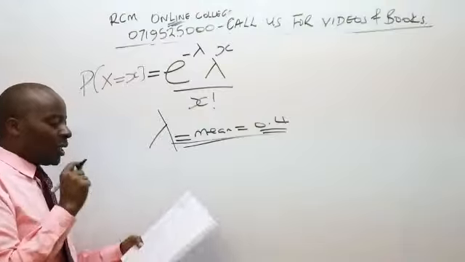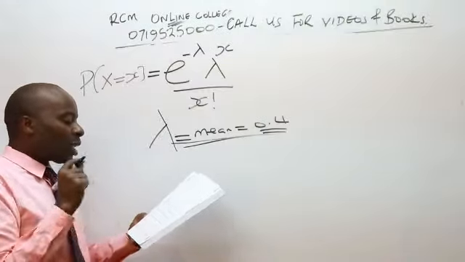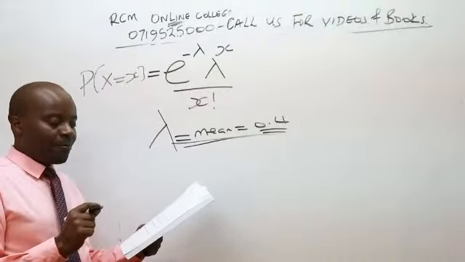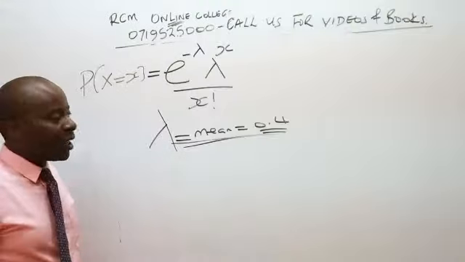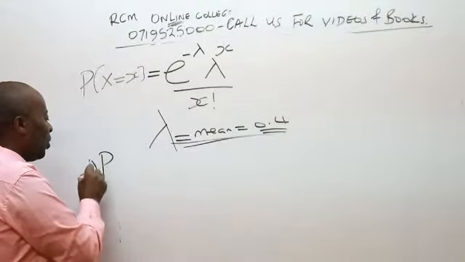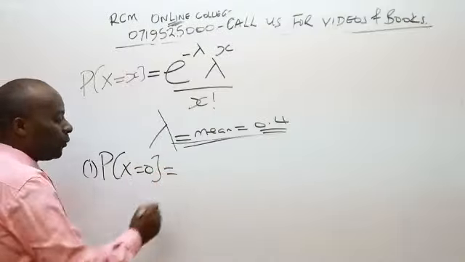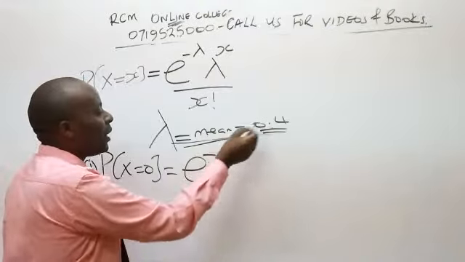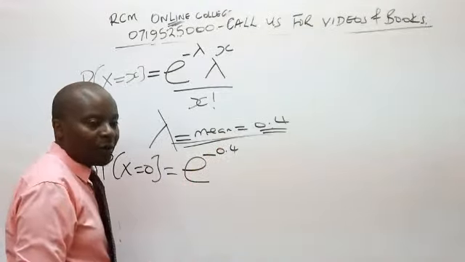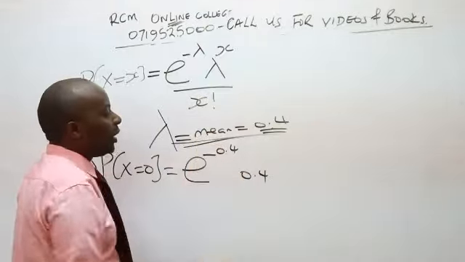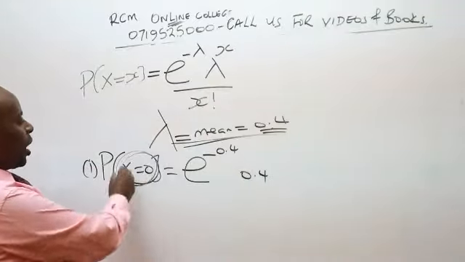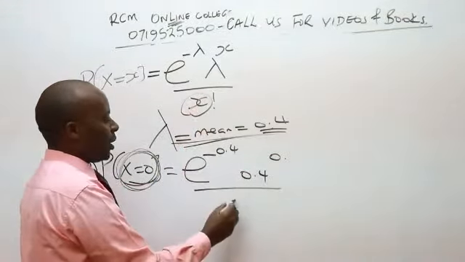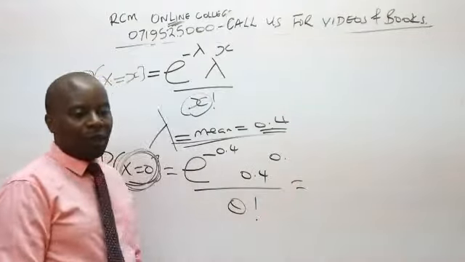So what do they want us to give them here? They want us to give them the probability that no transformers will be struck by lightning in a week. So basically, probability of our x being equal to 0. This will be e raised to negative lambda. Our lambda here is 0.4. And then we have 0.4 raised to x. The x that you would want to work with is 0 here. So raised to 0 all over 0 factorial.